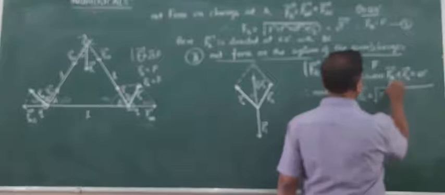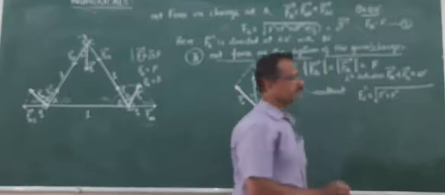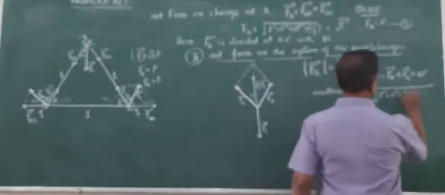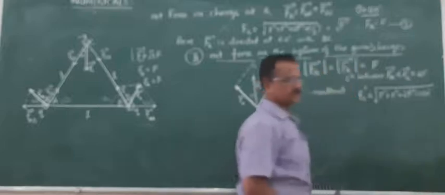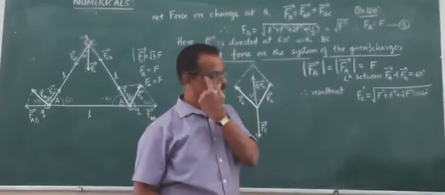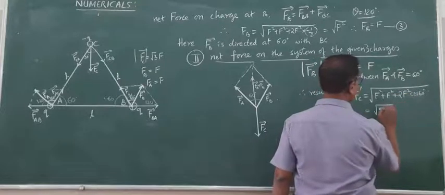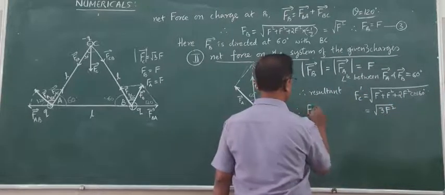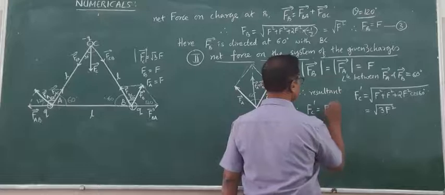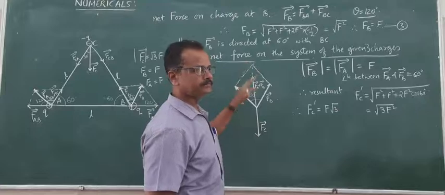Magnitude of FA is F only, so F square, plus that of FB is F square, plus 2F square into cos 60. Cos 60 is 1 by 2, so 2 cancels. Therefore, you are getting square root of 3F square. Therefore, FC dash is equal to F root 3, but it is directed vertically upwards.